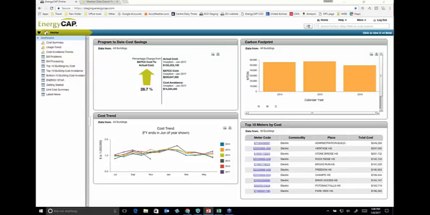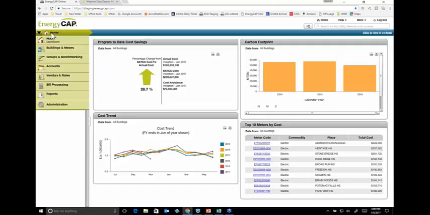Okay, my thanks to Loudoun County Schools for allowing us to use their database for this demo. I'm in EnergyCAP Online. I'm going to go right to a few meters and show you how we set up the meters and how we tune the weather.